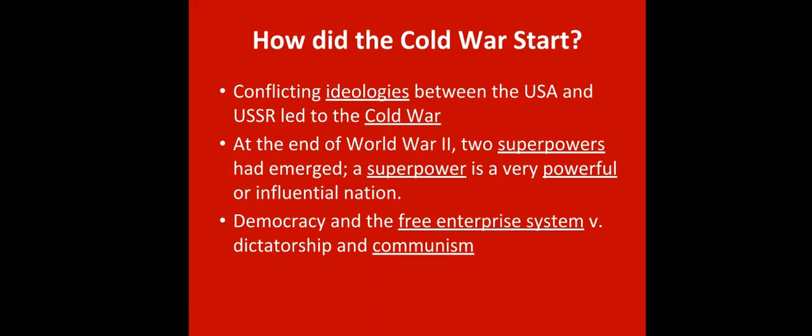So how did the Cold War start? Conflicting ideology. So an ideology is what you believe. And so we're talking about conflicting ideologies between America and the Soviet Union, and this is what leads to the Cold War. So remember, at the end of the Cold War, we have two superpowers emerge. And a superpower is a large area of land with a lot of resources. So it's a country that has a lot of resources, a lot of people, and America and the Soviet Union both had that. These are very powerful, influential nations.